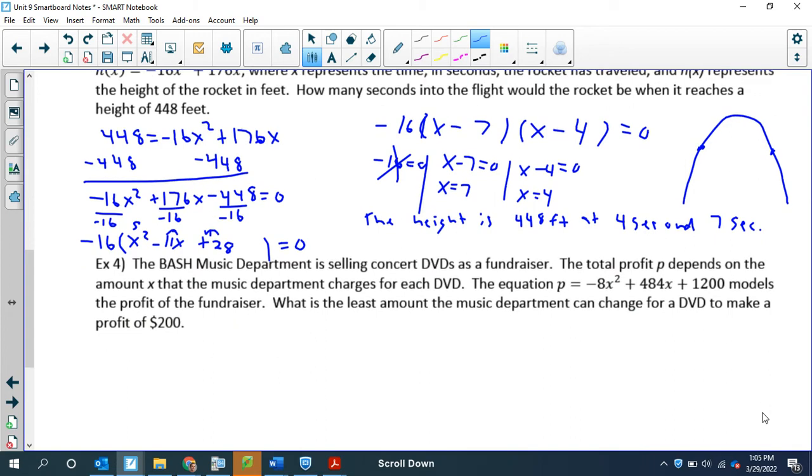All right, we'll do one more. It says the Bash Music Department is selling concert DVDs as a fundraiser. The total profit P depends on the amount x that the music department charges for each DVD. The equation P equals negative 8x squared plus 484x plus 1,200 models the profit of the fundraiser. What is the least amount the music department can charge for a DVD to make a profit of $200? So it says x is the amount we're charging, and P is the profit, so we want to put 200 in for the P.